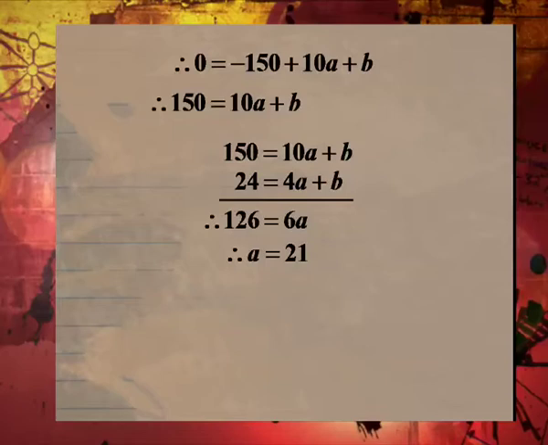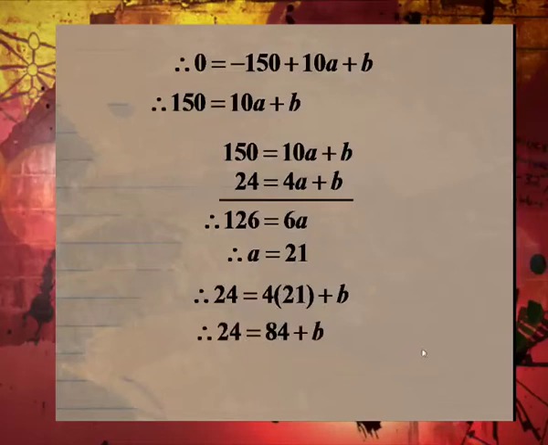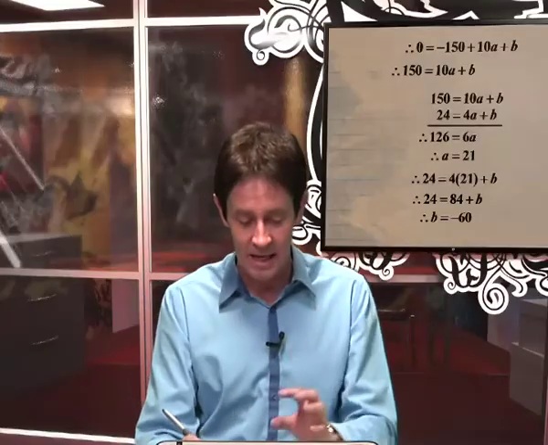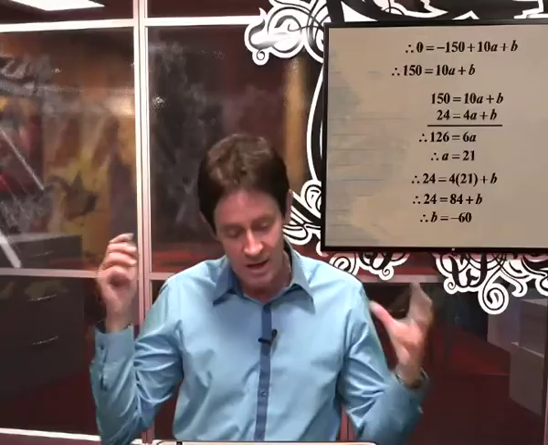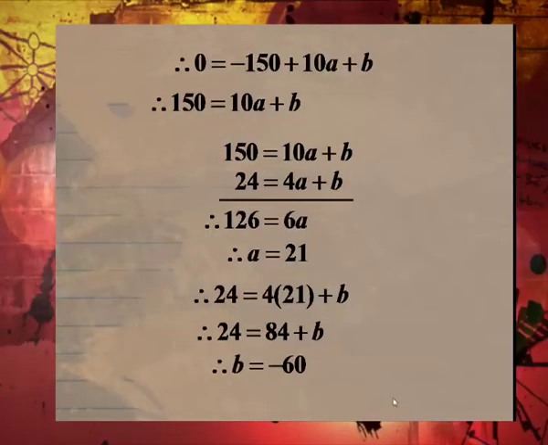How do we get B? Well, pick any of the equations that you like. Let's take the easier one. We know that A is 21. What's 4 times 21? It's 84. So B, of course, is minus 60. What a pleasure. Okay, I love this. This is such good stuff, man. It really makes me want to sing and scream. Okay, wow. It's so lekker.